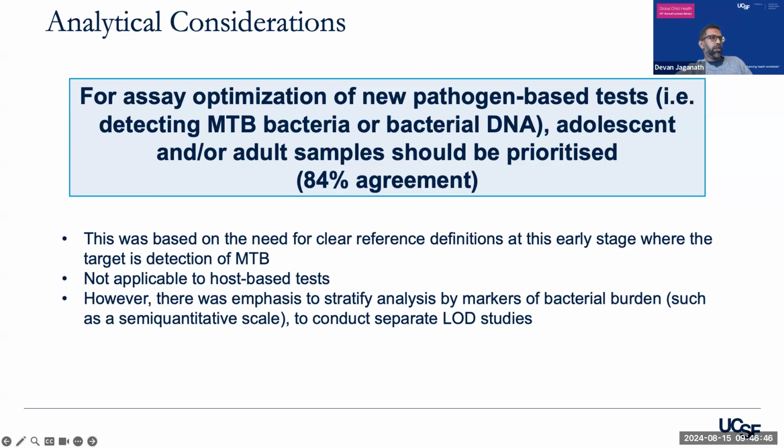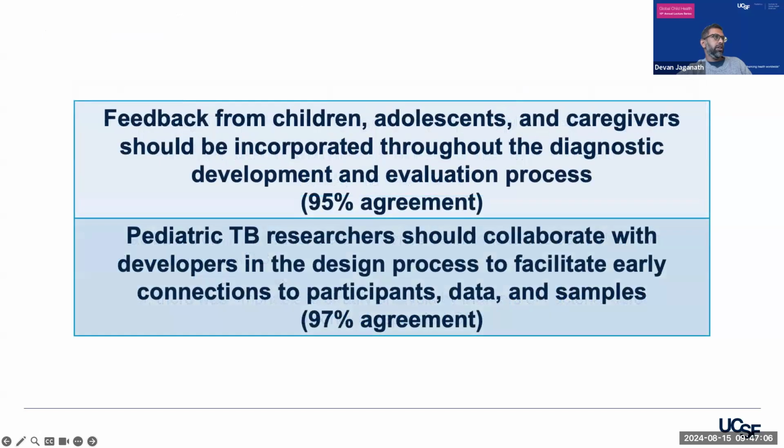And at the same time, people recognize that we should be thinking about stratifying the test by the amount of bacterial burden that they have, recognizing that children have lower bacterial burden, as I mentioned earlier, and so we can at least get some initial signal that it might be valuable in children. There was high agreement, as highlighted through the qualitative statements, that getting feedback from children, adolescents, and their caregivers should be incorporated throughout the process, and that researchers should collaborate with developers to help facilitate their connection to both the participants, but also data and samples.